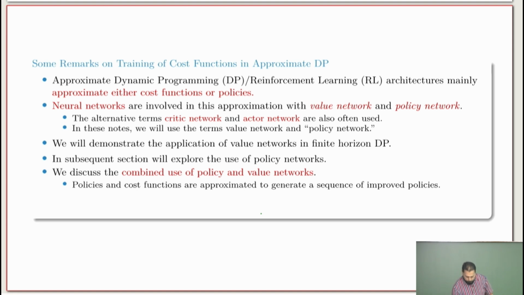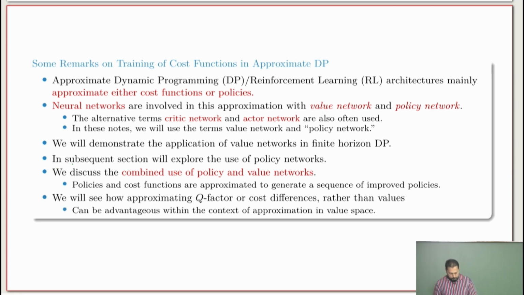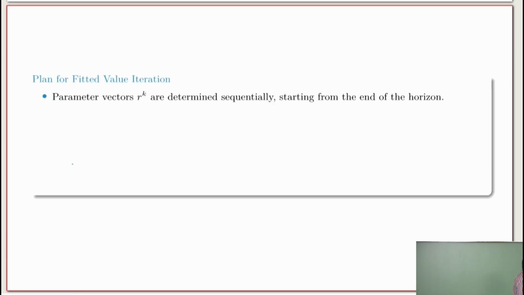It is possible to combine both, obviously. What we have seen is only approximation for the value network, but we can do both. We have approximation for the policy as well as for the cost in the same algorithm. We can mix both. So it is useful to use Q factors.